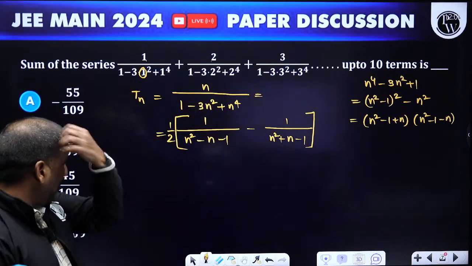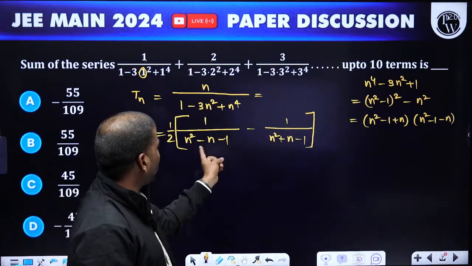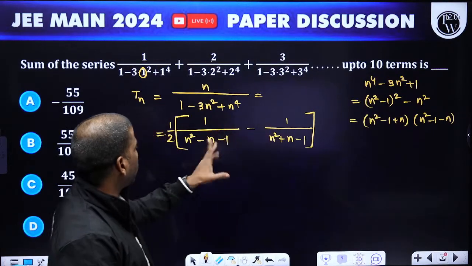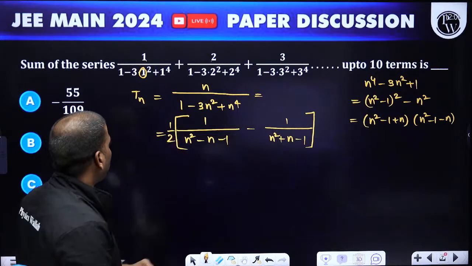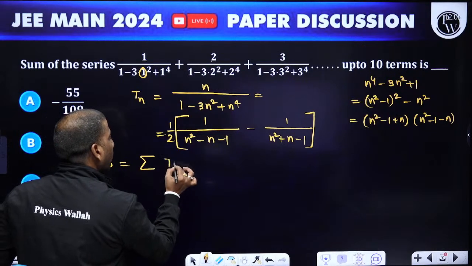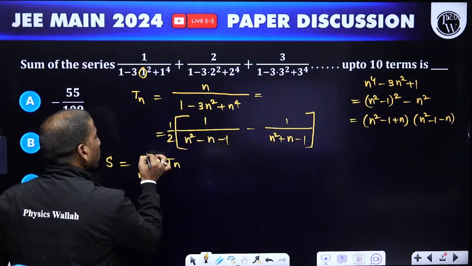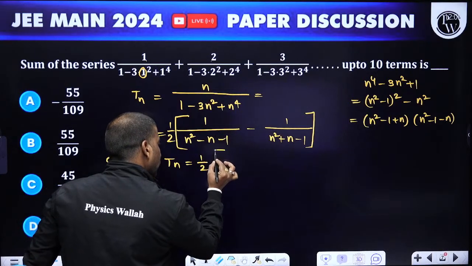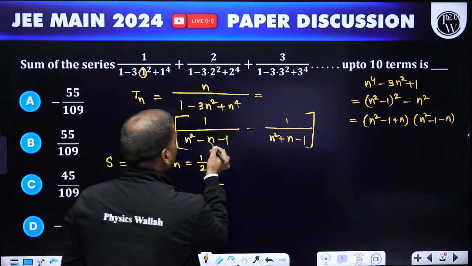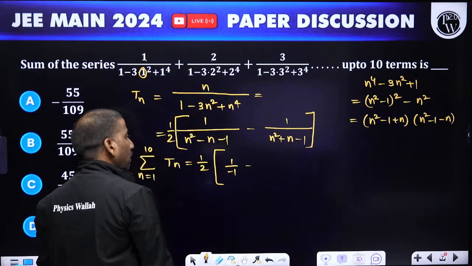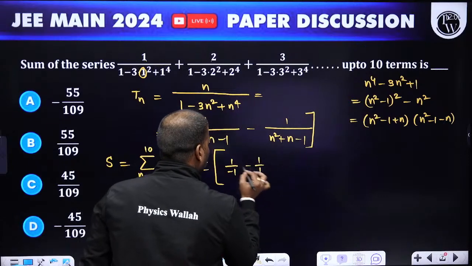Just partial fraction, simple manipulation what I made. So n square got cancelled. Here plus n, here minus of minus plus n, 2n. Here minus 1 plus 1 got cancelled. So I made here 1 by 2. Now the series is S is equal to summation Tn, n running from 1 to 10. Keep 1 by 2 outside. First term, n is equal to 1: 1 by 1 minus, what do you get here? 1 got cancelled, that is also 1 by 1.